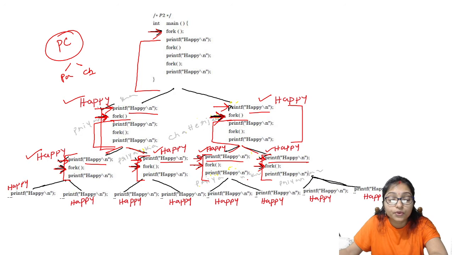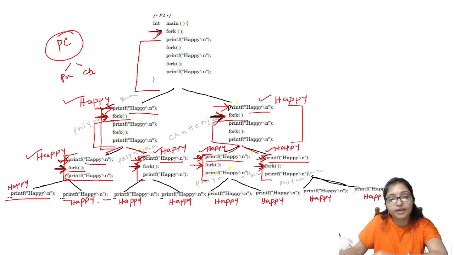So, as the program counter is coming to this position, now what will it do? See that here is again the fork. This fork will create two copies, meaning the remaining part, there is only one line remaining, printf happy, so it will also be printf happy, right? Two times. This fork is also creating two times. This is printf, this is also printf.